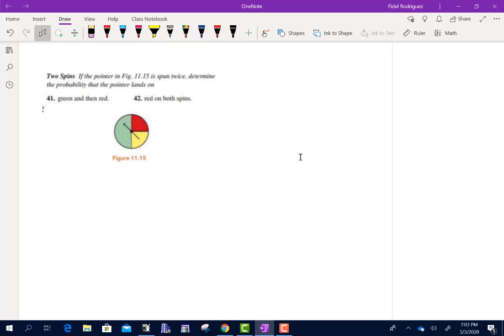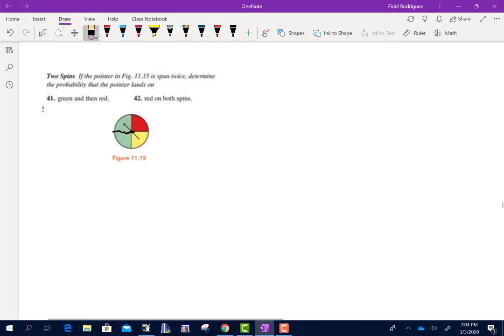Let's take a look at numbers 41 and 42. The first part says, if the spinner is spun twice, determine the probability that the pointer lands green then red. So guys, again, I'm going to think of this as green. What's the probability we're going to land on green? 2 out of 4. Plus, and then red, 1 out of 4. Oops, my mistake here, guys. Let me back this up.